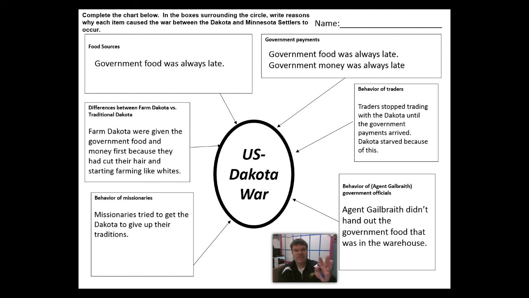And so all of these things in the summer of 1862 lead to the US Dakota War, when the Dakota finally say enough is enough, and they decide to attack. They attack not only the traders and the government officials on the reservation, but then they start to expand out and attack white settlers in southwestern Minnesota.